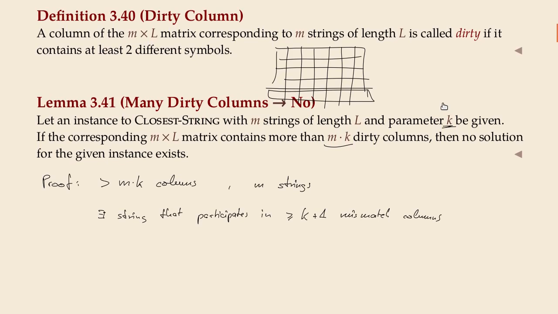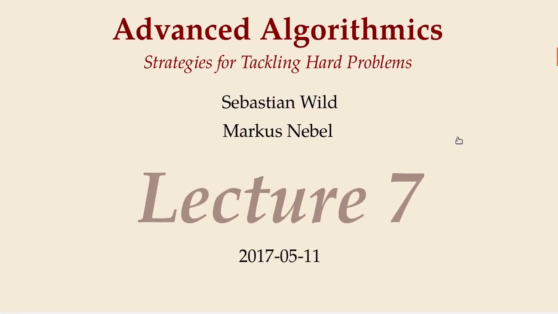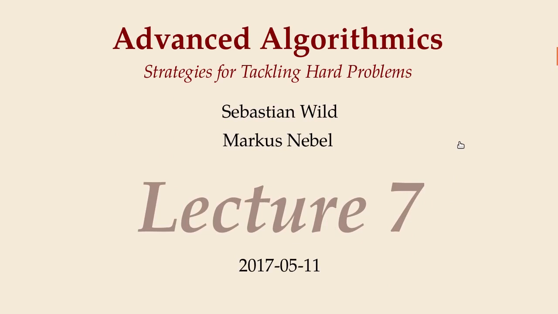Already last time we talked about this dirty column lemma, which is a very simple observation that if you have too many columns in this arrangement of the input strings where there are differences, then you won't find a consensus, simply because every consensus string would have too many mismatches with one of the input strings. That was a simple counting argument. Now this time we proceed to the actual algorithm to solve the problem.